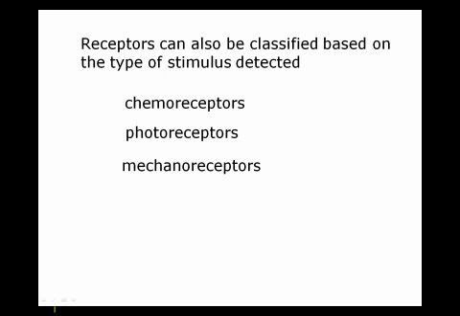Mechanoreceptors normally detect pressure. Some type of mechanical pressure is applied and that deforms the receptor so it can detect the stimulus. Thermoreceptors detect changes in temperature. There are others called nociceptors, which are pain receptors.